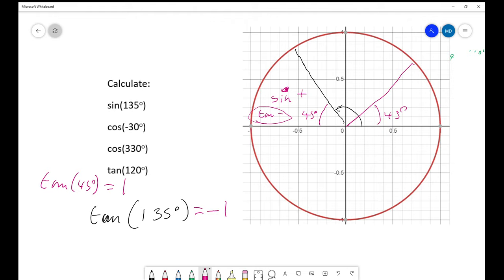And lastly, before I go, there is one nice quick way of remembering this. Sometimes it's called a cast diagram, C-A-S-T.